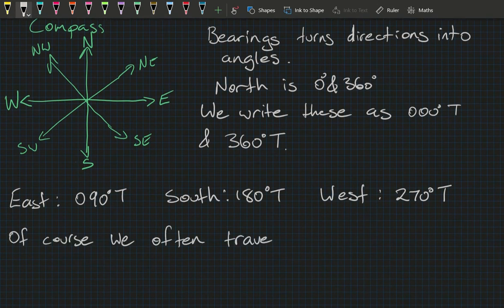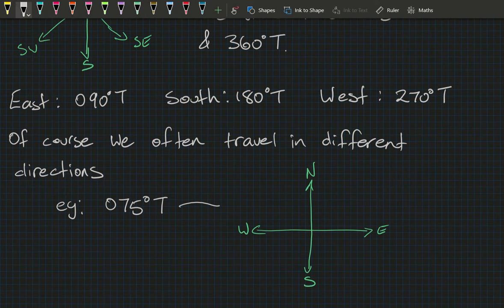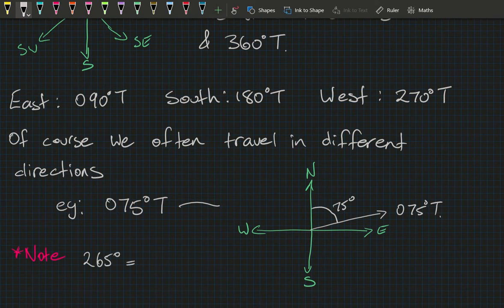But the whole point of this is not just to focus on those points of the compass. It's because we often travel in directions that are different. For example, we might travel at 75 degrees true north. I'm going to go into a little bit more detail in the next section, but just note that we look at 260 degrees as 360 minus 95. So that makes this direction here 260. But as I said, we'll go more into the different directions in the next section.